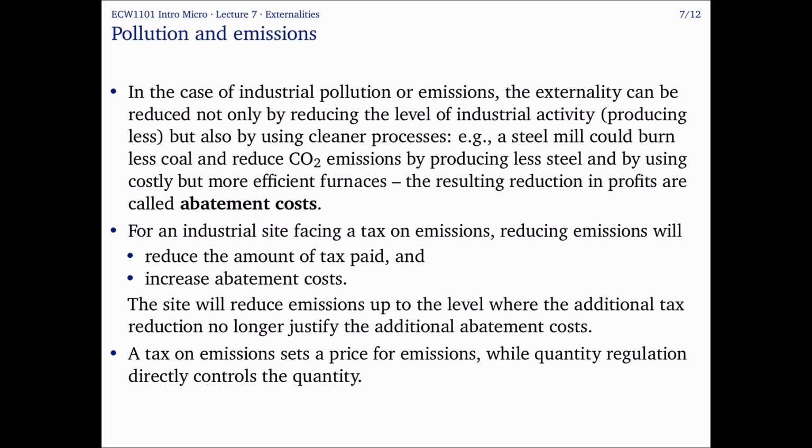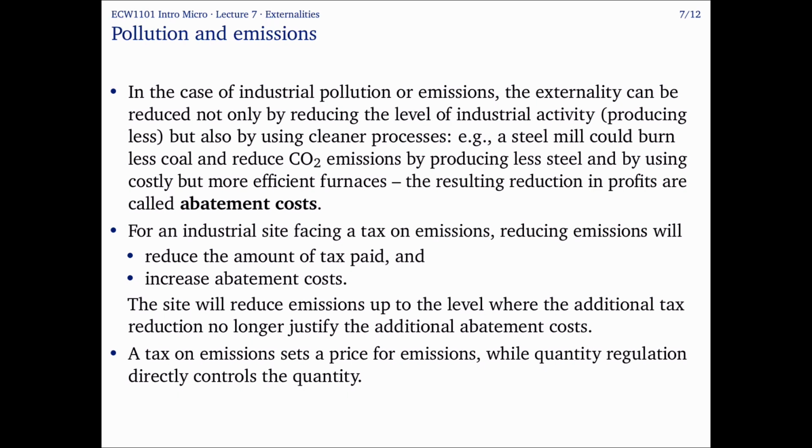So let me focus a little bit more on the case of pollution because it's interesting. In the case of pollution, you can reduce the externality essentially in two ways. You can, of course, reduce the level of the activity that is generating the externality. So if you're a power plant and the externality is CO2 emissions because you're burning coal, one thing you could do is generate less power and therefore burn less coal and therefore generate less CO2. That's one way of reducing the externality.